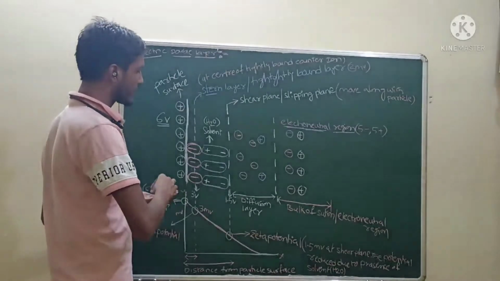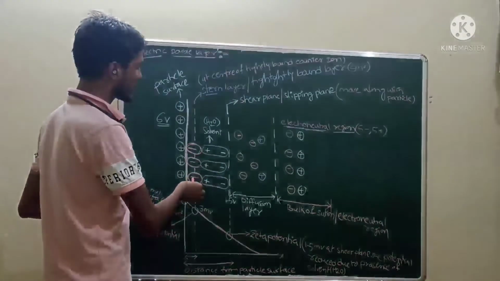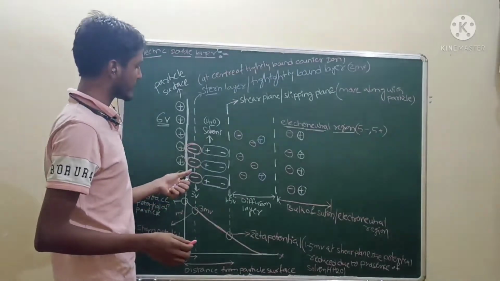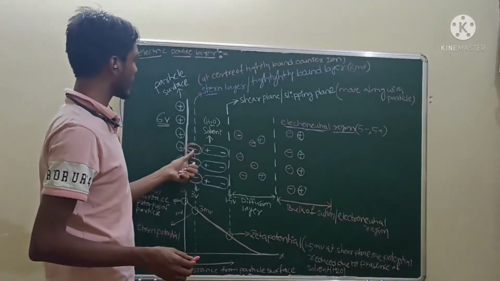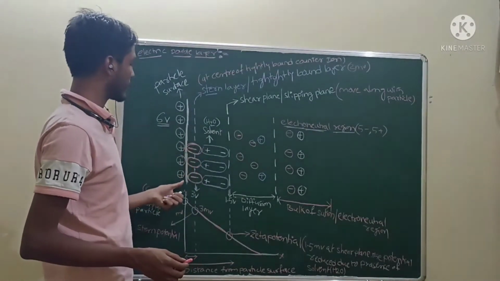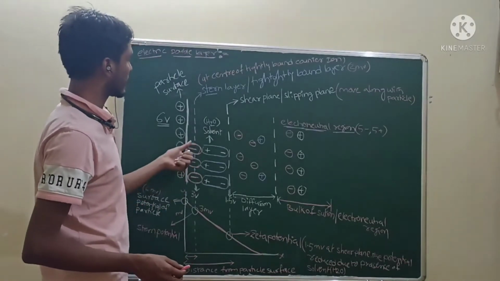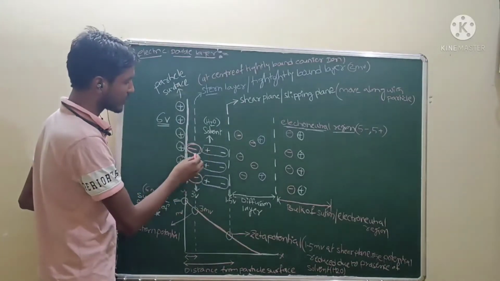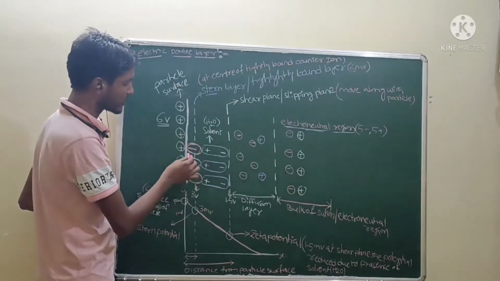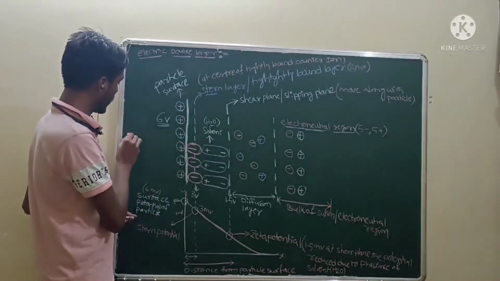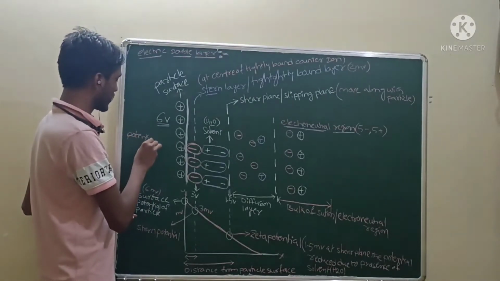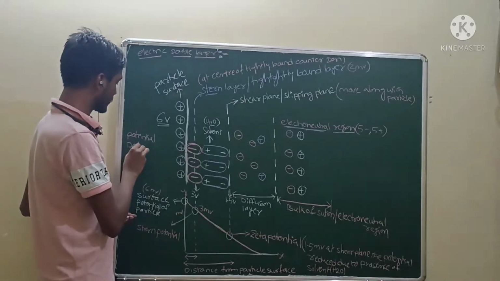Initially the tightly bound layer is formed due to the adsorption of counter ions. Strictly means strongly bound to the surface of the particle. We can call it a Stern layer, the tightly bound layer. These ions, 1, 2, 3, we can also call potential determining ions.